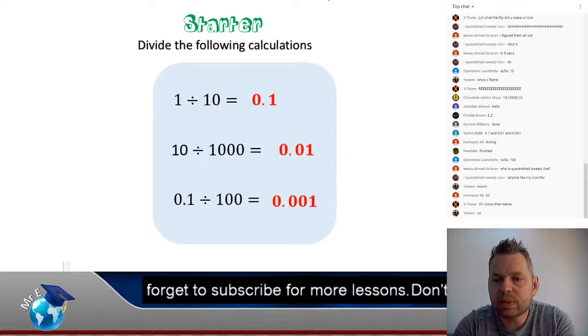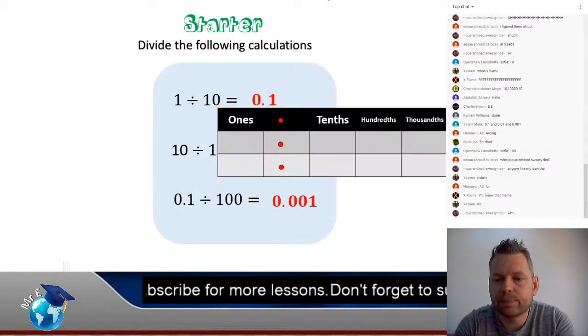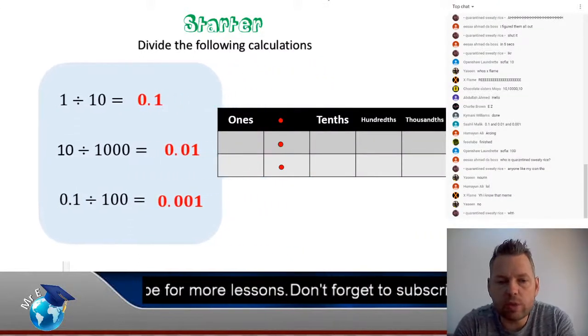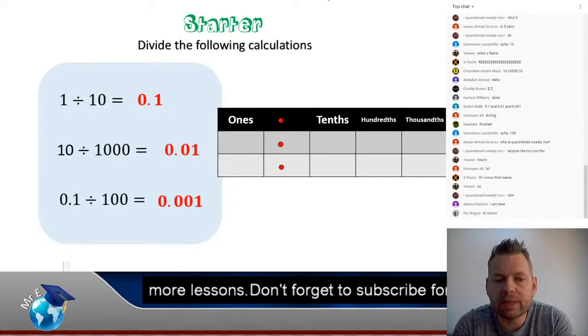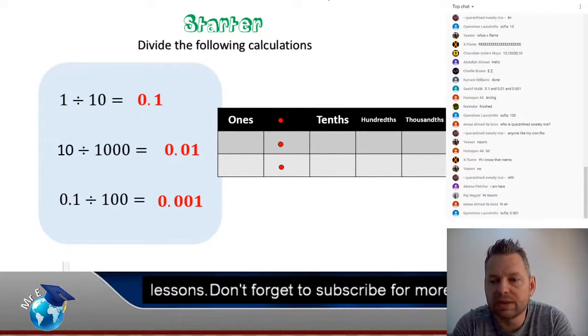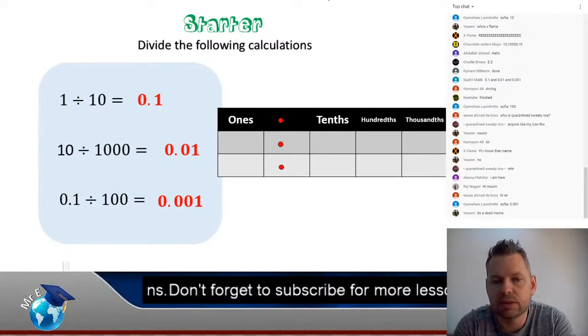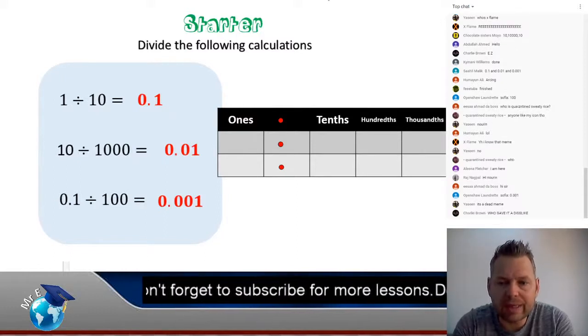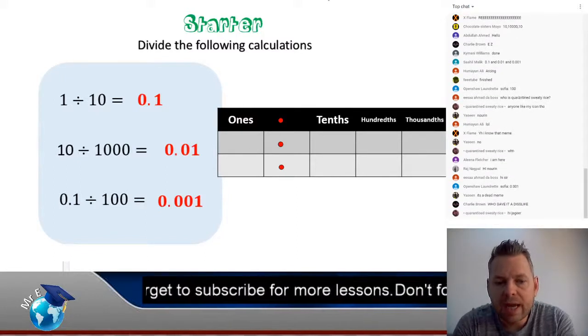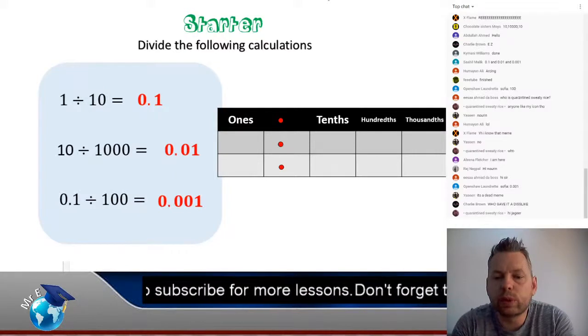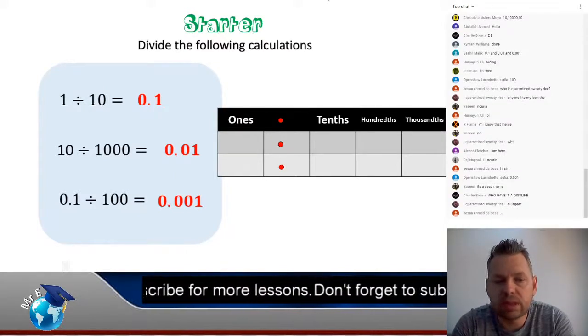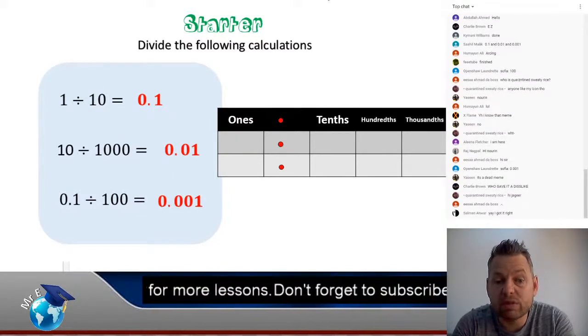If we take the first one as an example and put 1 divided by 10, I'm going to draw myself a little place value grid. On the screen, you'll see a little place value grid which has got ones, tenths, hundredths, and thousandths. Now, some people will put units where the ones are, but actually, as a school, we decided that we were going to use ones, because that's actually the name of them.